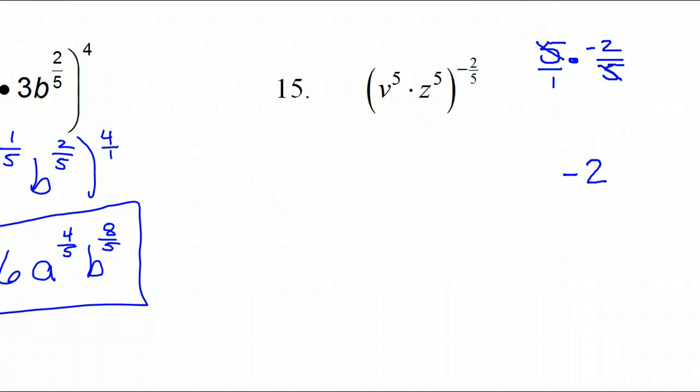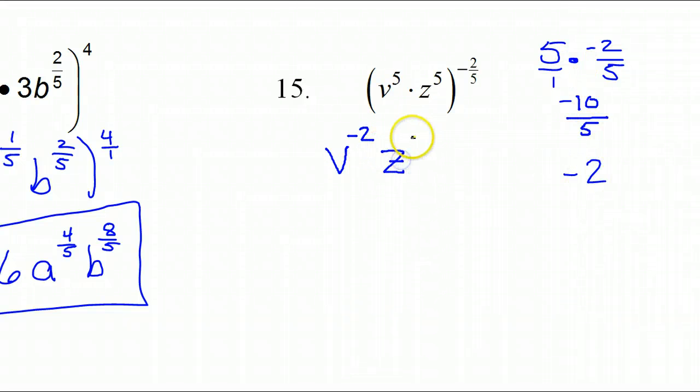But, okay, say if you didn't realize about canceling out the 5s ahead of time, then you would have said 5 times negative 2, that's negative 10. 1 times 5 is 5. Then you would have divided, and you would have gotten negative 2. So when I do negative 2/5 times these two 5s, I'm going to get v to the negative 2 power, because of this calculation. And I'm going to get z to the negative 2 power.